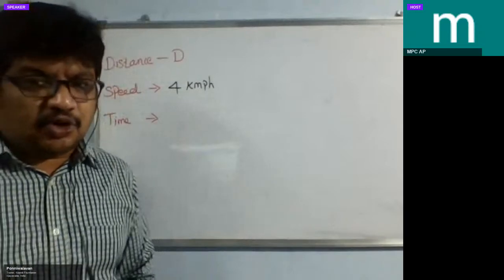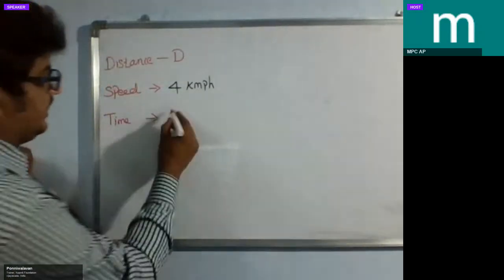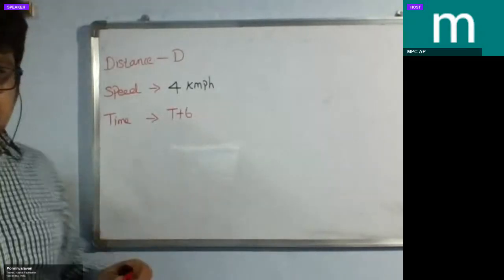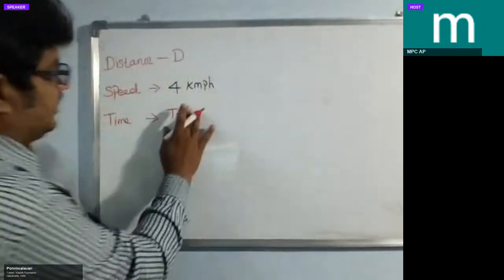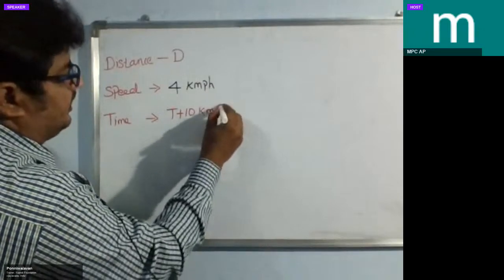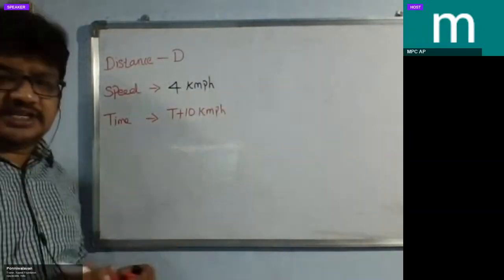He is taking more time. So what is the time taken? It is T plus 6 minutes. 6 or 10? What is the time? 10 minutes. Okay, 10 minutes. First listen, I will tell you the shortcut method, then later. Okay, T plus 10 minutes.